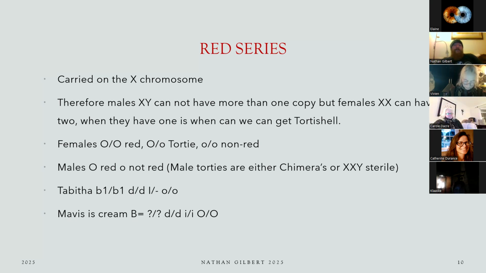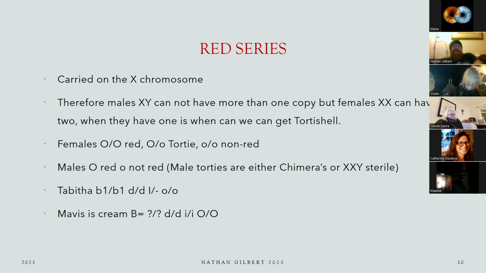So Tabitha, go back to Tabby. She is B1, little d, and we know she's got at least one capital I for the silver, and we know that she's little o, because she's not red. But if we introduce Mavis at this point, we don't know what she is at the B locus. She is a cream Abyssinian, a cream ticked Abyssinian.